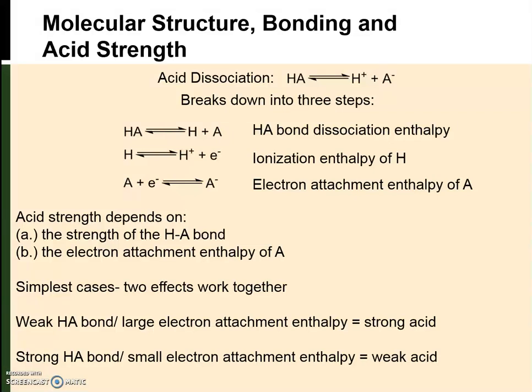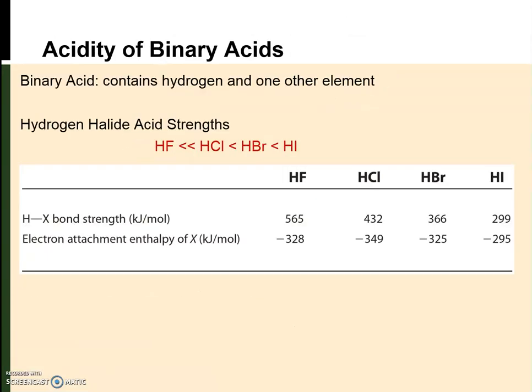Now, generally speaking, most cases are not this simple. Often the two effects work against each other, so we need to delve a little bit deeper into the enthalpy values to explain the trends that we observe. So the simplest class of acids that we're going to discuss are binary acids. Now, a binary acid is an acid that just contains hydrogen and one other element. And hydrogen halides are an example of these acids. So we mentioned before that HF is a weak acid, whereas the other hydrogen halides are strong acids. And the trend actually is such that moving down the group of the halogens, the hydrogen halide strength increases. So HF is the weakest of them, HI is the strongest.